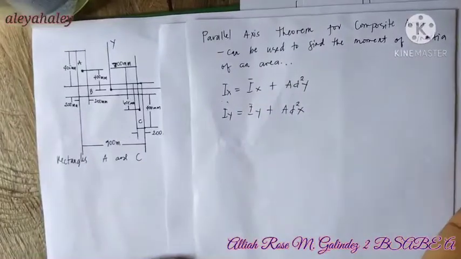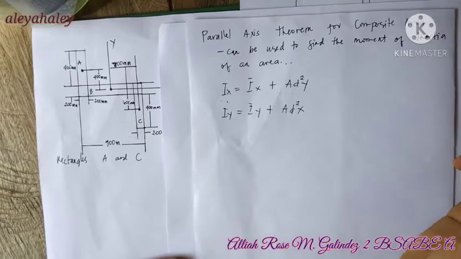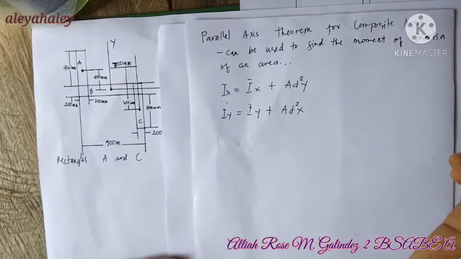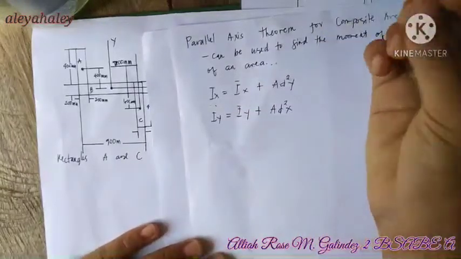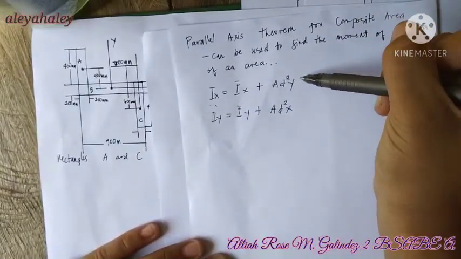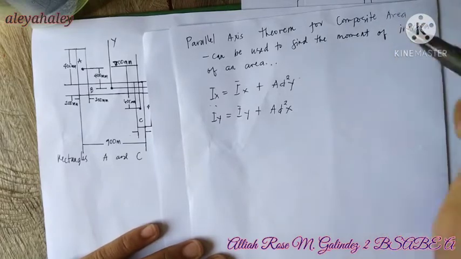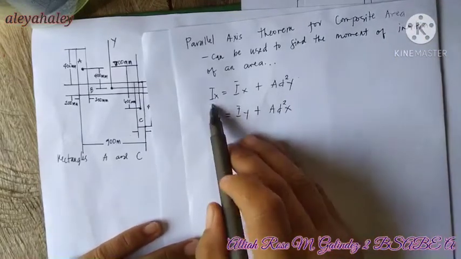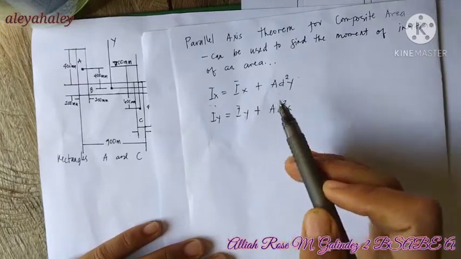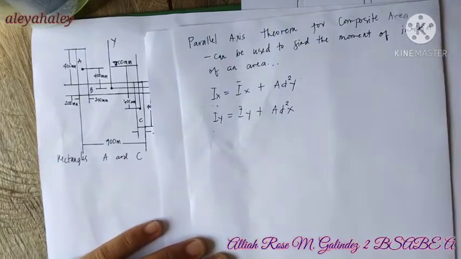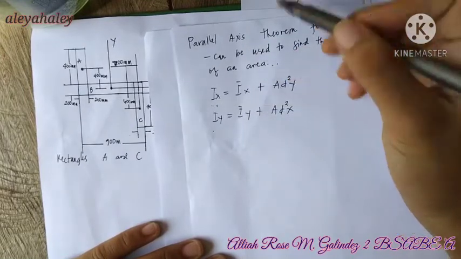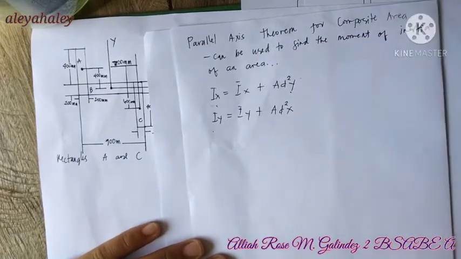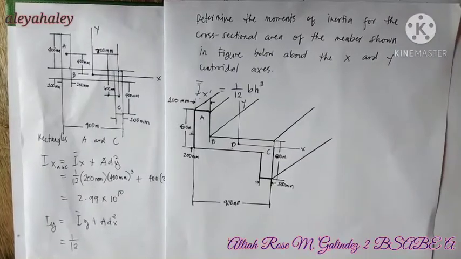So next we're going to solve a problem related to composite area using the parallel axis theorem, and this can be used to find the moment of inertia of an area. So we have this formula, Ix and Iy. This is the moment of inertia. Formula for moment of inertia along the x-axis. We have this one.